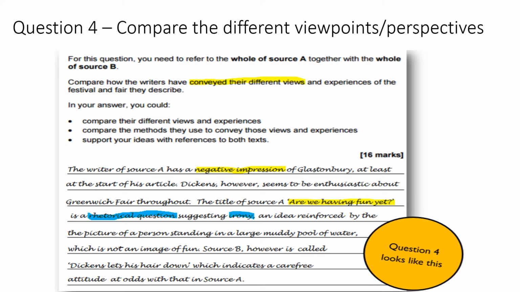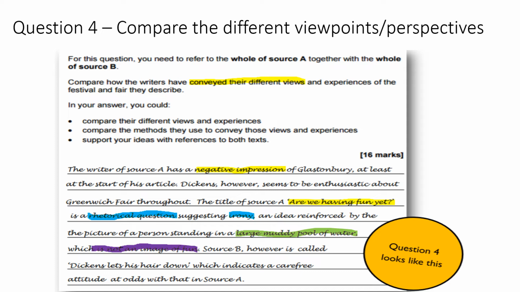An idea reinforced by the picture of a person standing in a large muddy pool of water. Again here, it's not explicit evidence, but obviously if you had the source A there in front of you, you would have that image on the newspaper article. Which is not an image of fun. So again, suggesting, let's go with purple. Summing up, why has that person used it? I understand purple is probably not a great colour for that, but there we go.